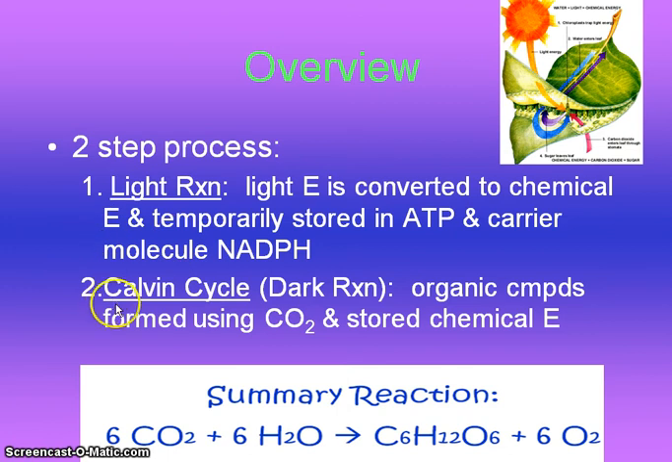In step number 2, that's the Calvin cycle or the dark reactions. And at this point, we don't need sunlight anymore. We've already got that taken care of in the first part. What we're doing here is taking the stored energy from the ATP and NADPH, combining it with carbon dioxide, and making our organic compounds or our sugar from that.